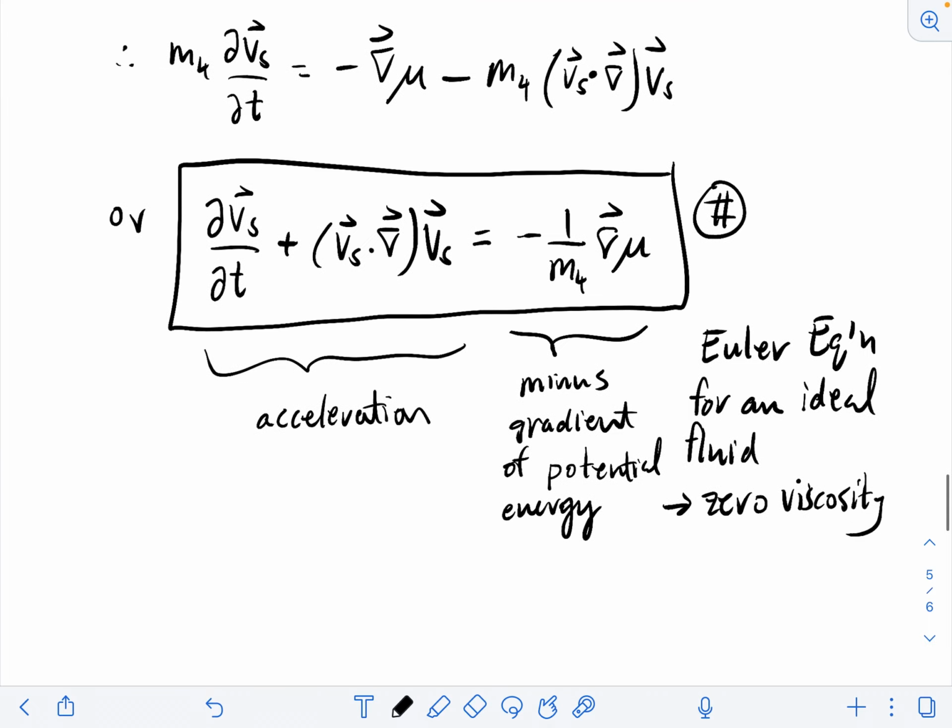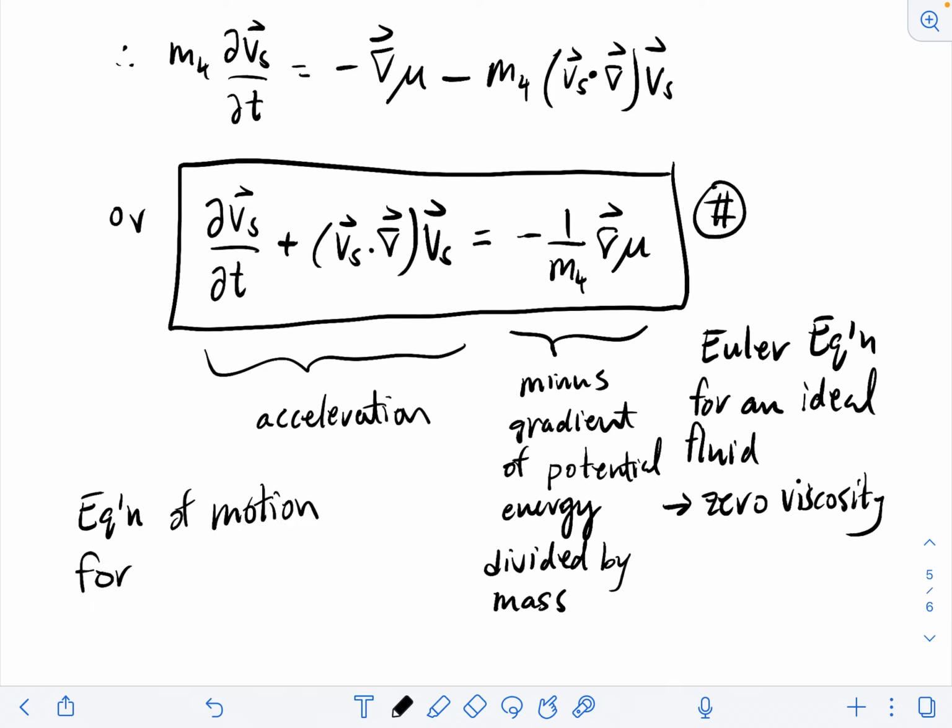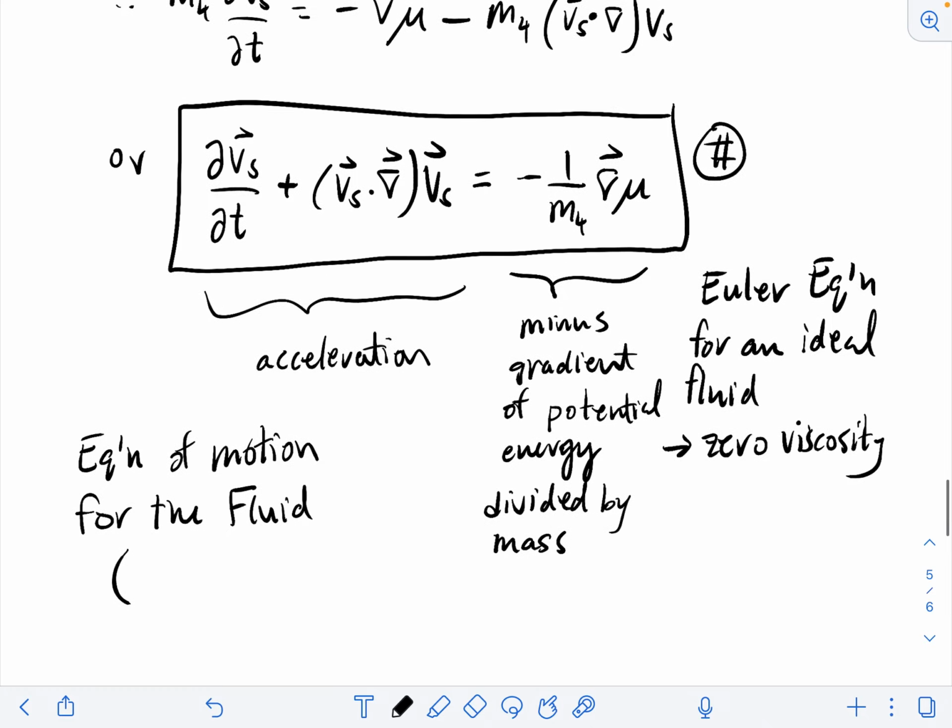It's not really that important, but divided by mass. Okay, so this is like the equation of motion for the fluid. It's equivalent to acceleration is force per unit mass. Okay, so let's think about this claim that the left-hand side is the acceleration.